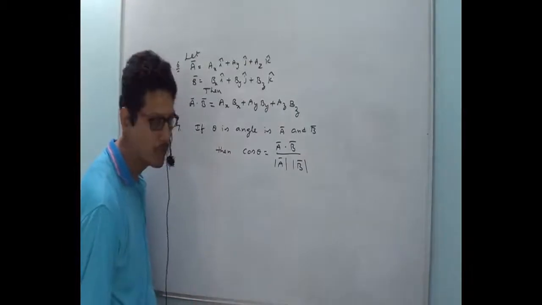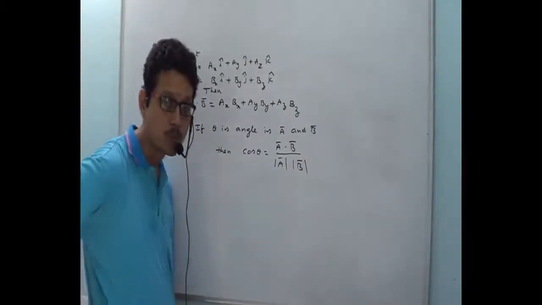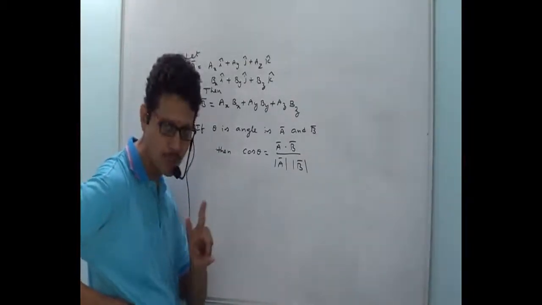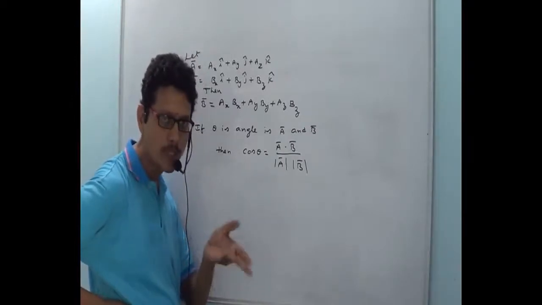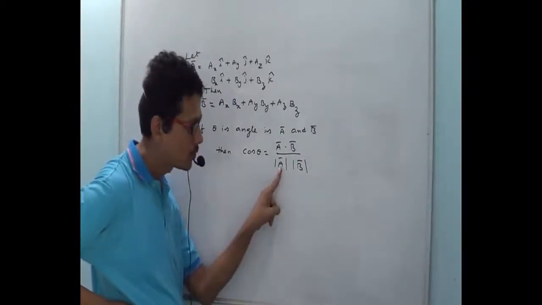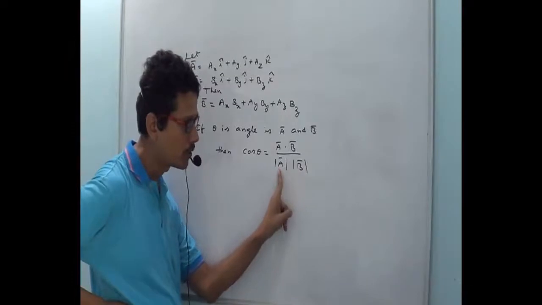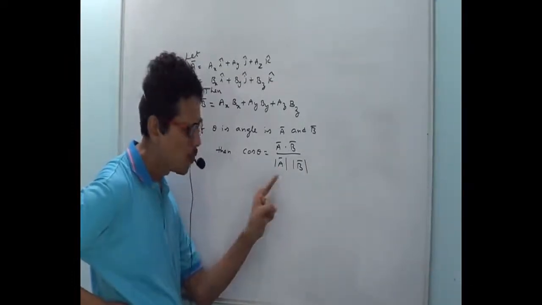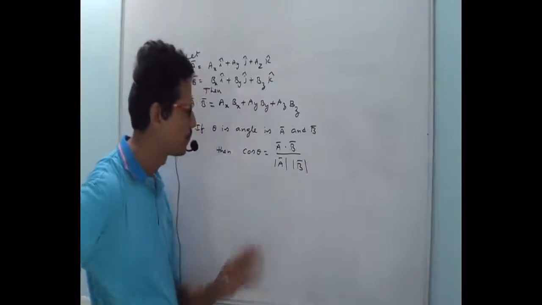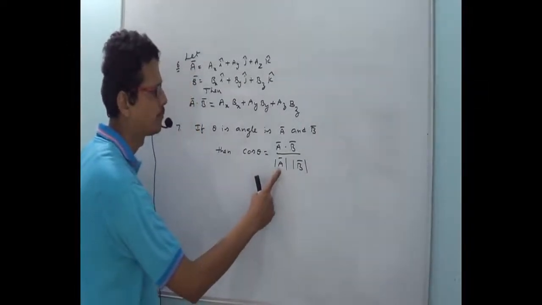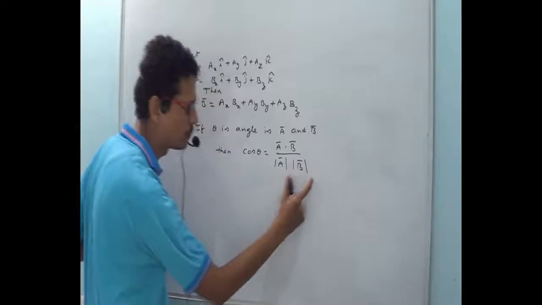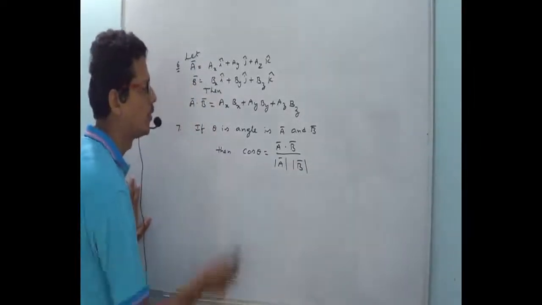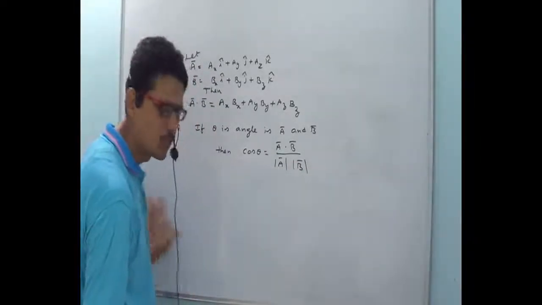Displacement means how much displacement. Force means how much force. Two forces are acting, 2 newtons and 5 newtons. This is 2 newtons and this is 5 newtons, okay? The modulus of A bar means its magnitude, and the modulus of B bar is its magnitude. This is the magnitude of A, this is the magnitude of B. We'll do a problem based on this also.